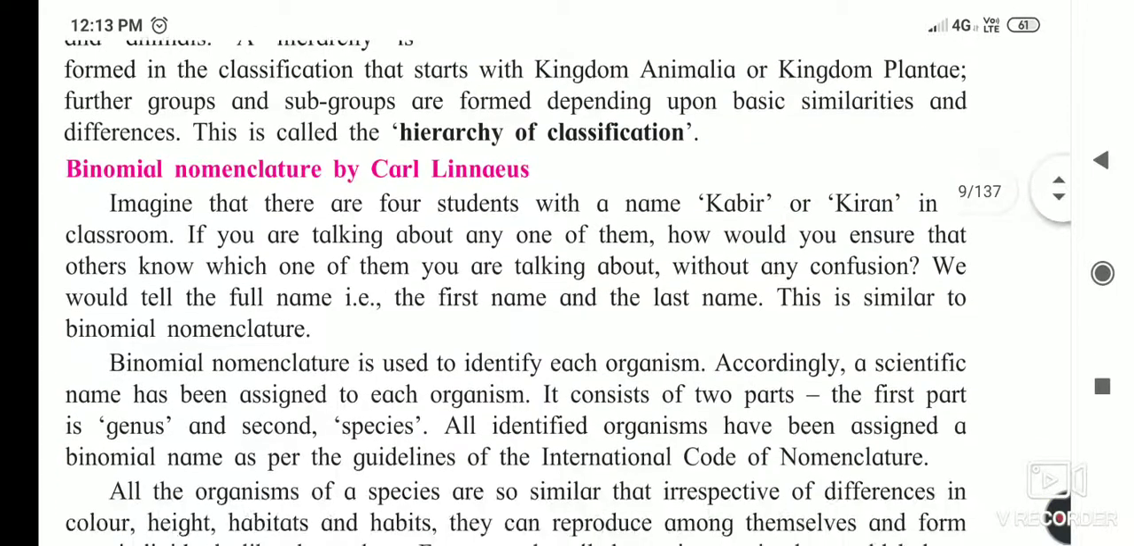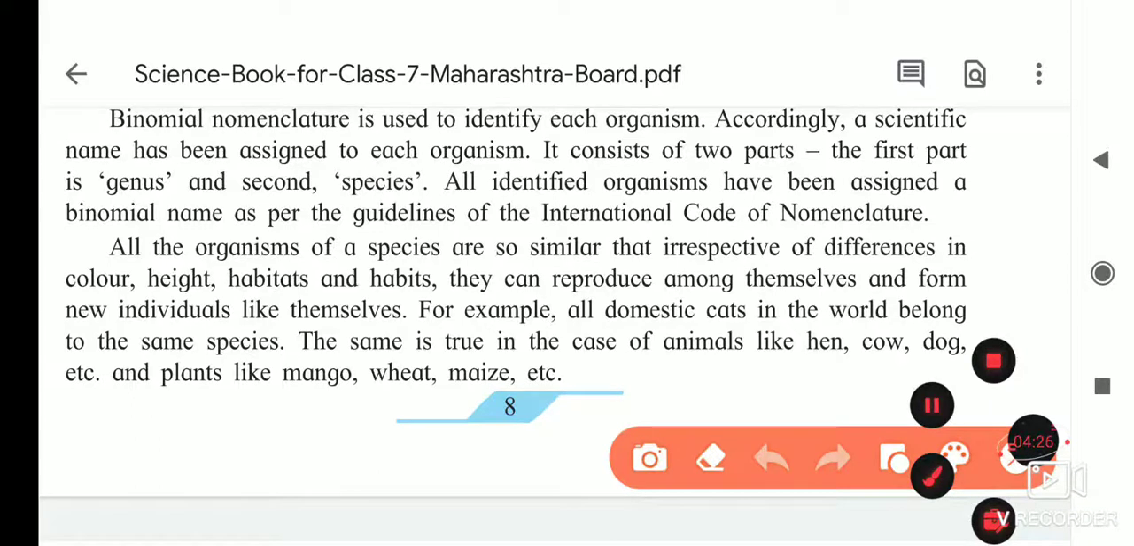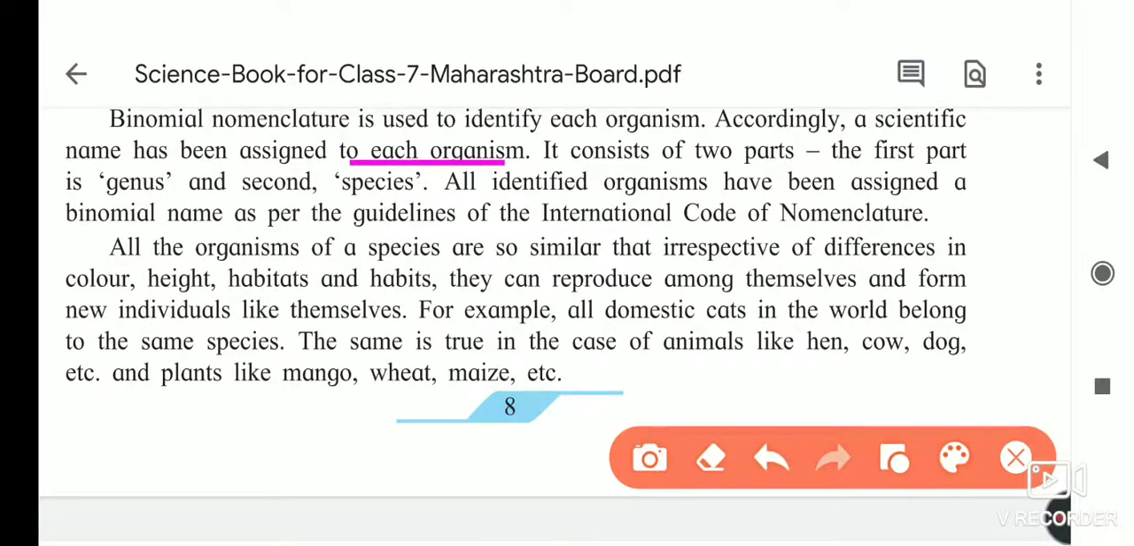Moving on, binomial nomenclature is used to identify each organism; the species name has been assigned to each organism. It consists of two parts, the first is the genus and the second is the species. All identified organisms have been assigned a binomial name as per the guidelines of the International Code of Nomenclature. Who gives these names? The International Code of Nomenclature, given by some institute.